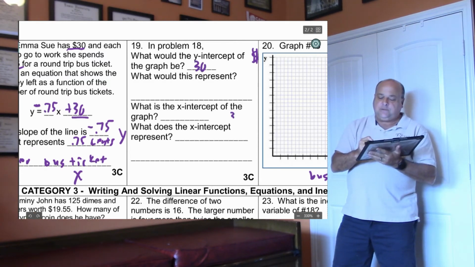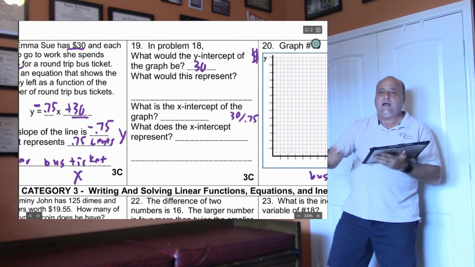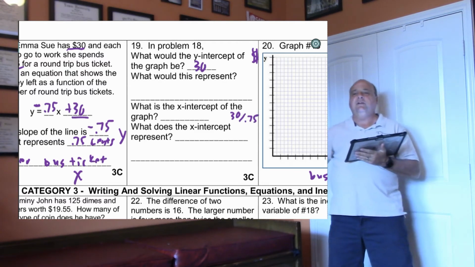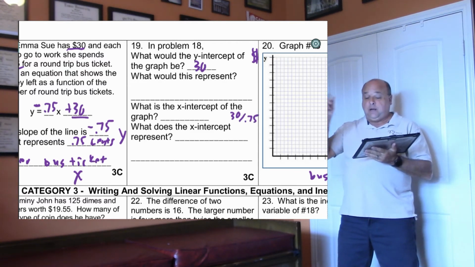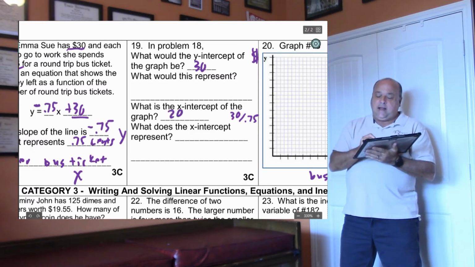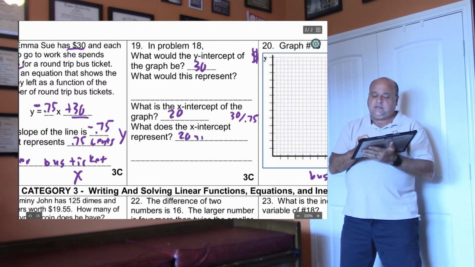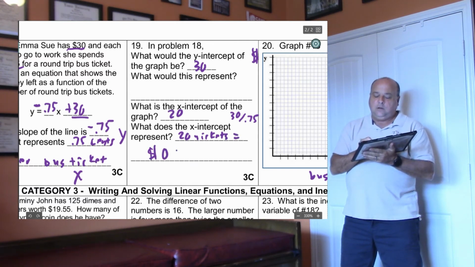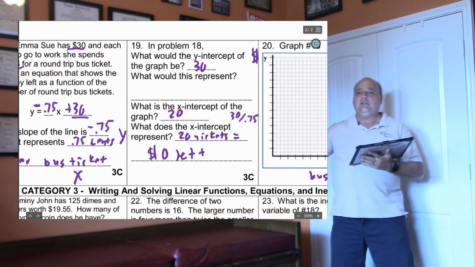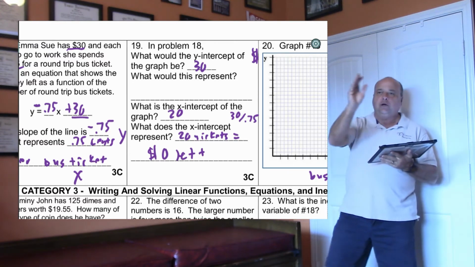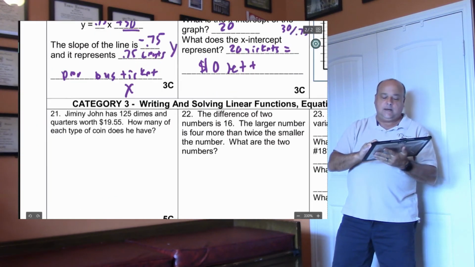The x-intercept is going to be 30 divided by 0.75. How many times can you spend 75 cents into 30 bucks? I believe it's 20. And what happens at the x-intercept? 20 tickets equals how much money left? $0 left. So when you get to the 20 tickets, you're going to be out of money. So you're going to graph that problem on 19.